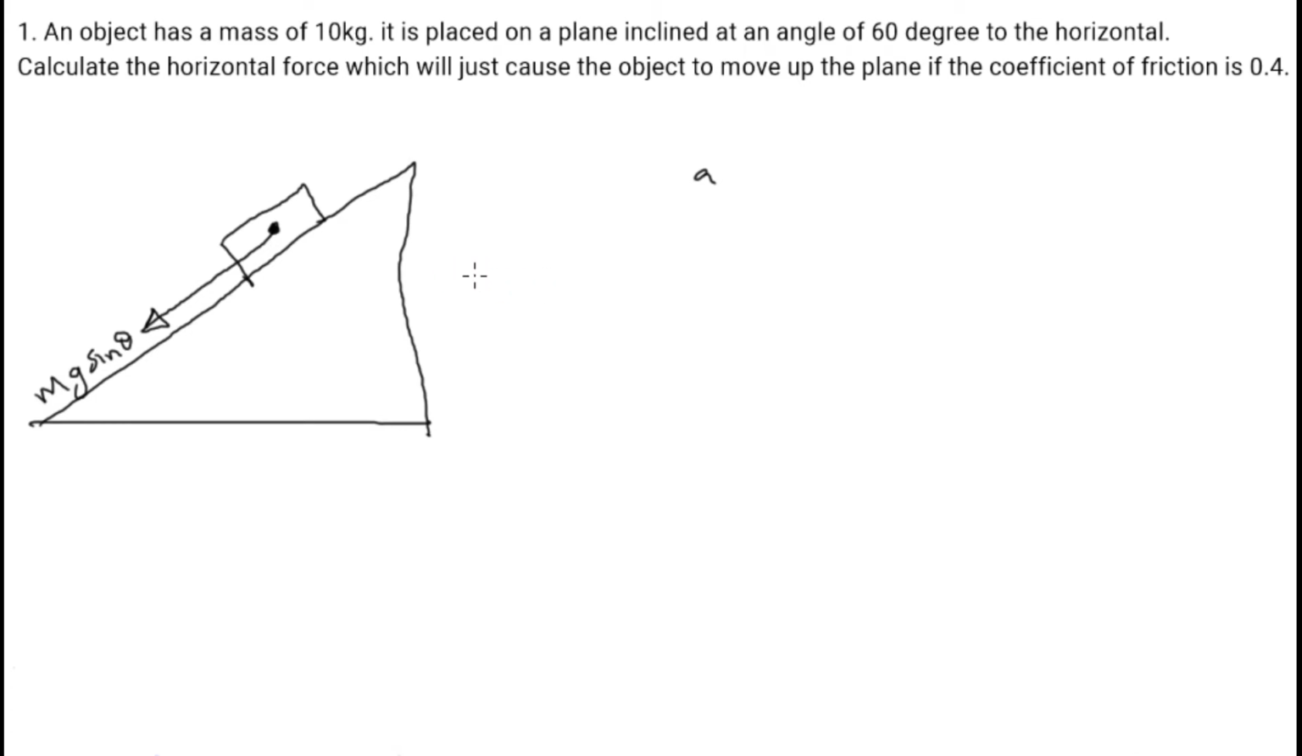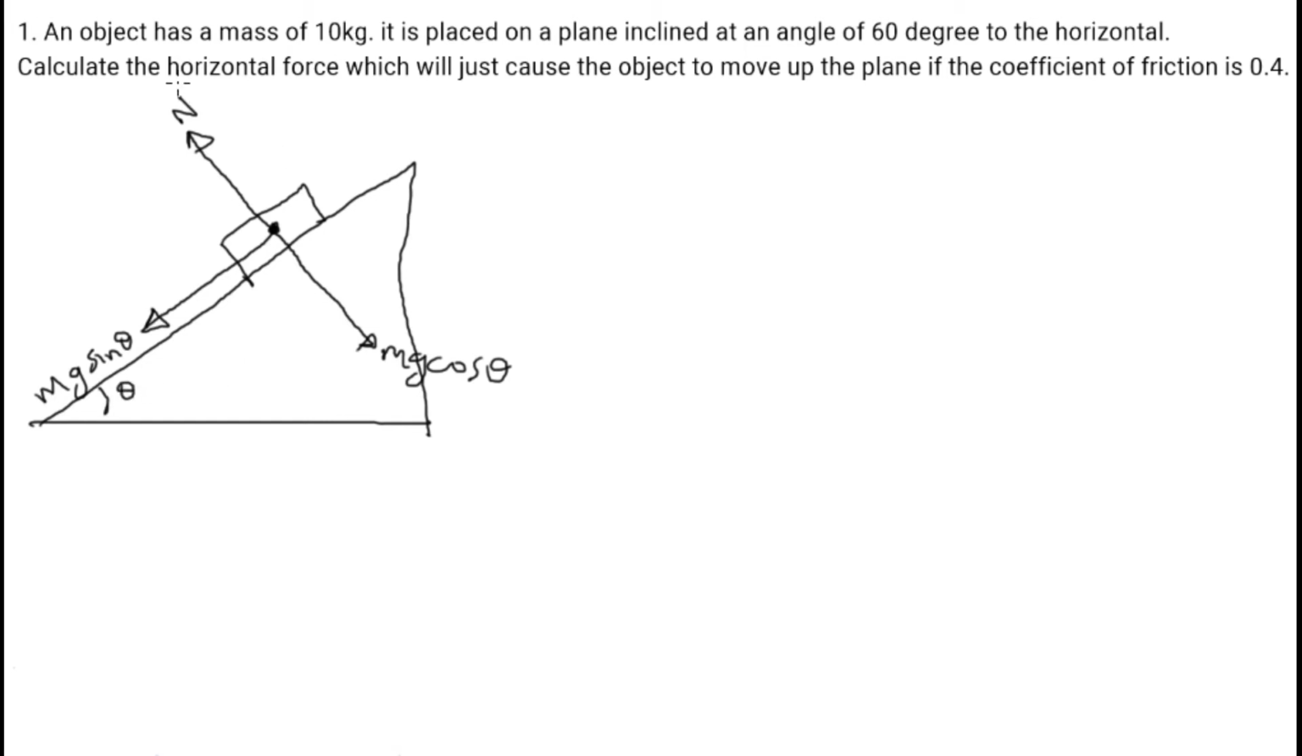For this question, we will also have the vertical component of the weight, which is mg cosine theta. These are the natural things that will happen to the object on the inclined plane, and this is the normal force. Now let's see if there is a force, and this is angle theta.